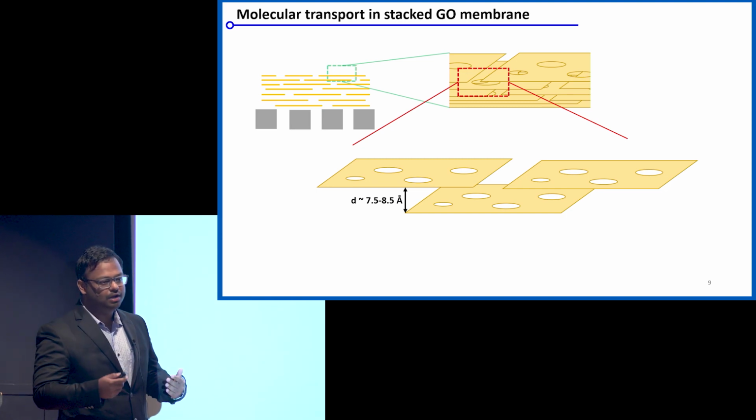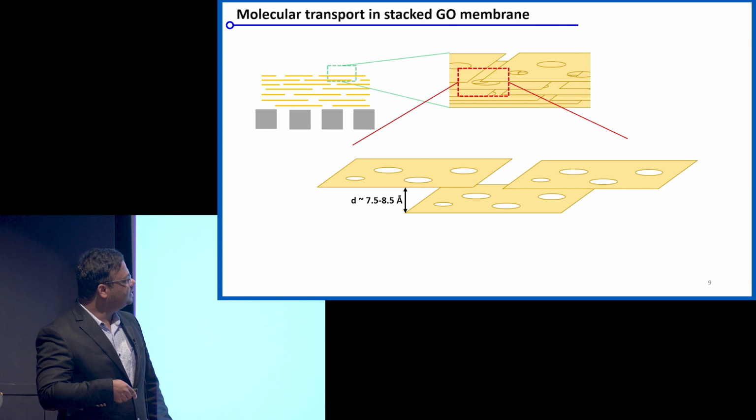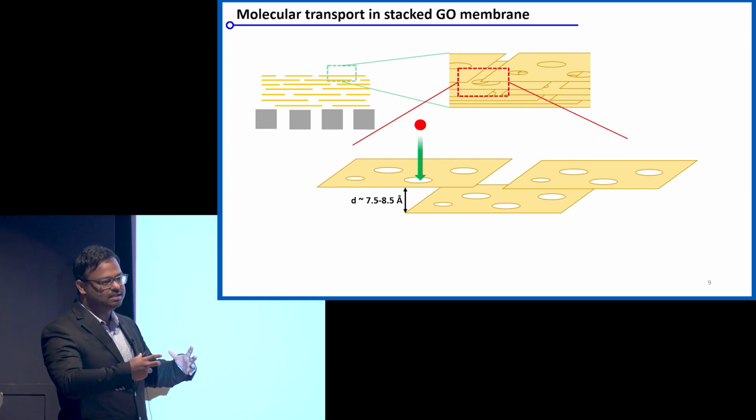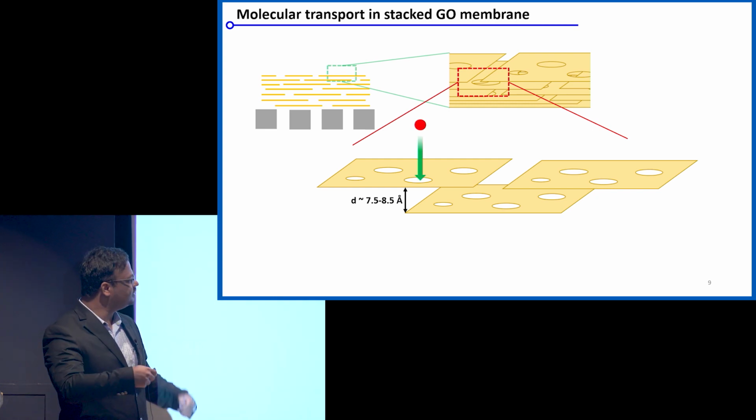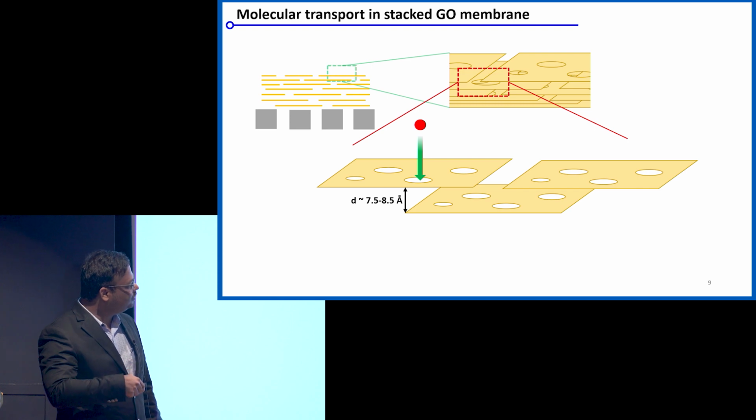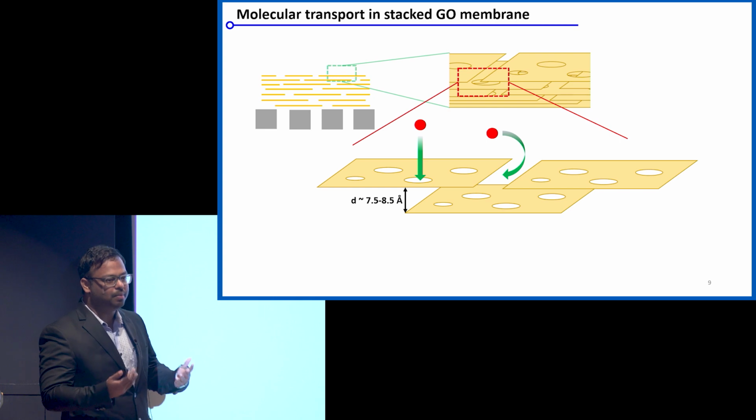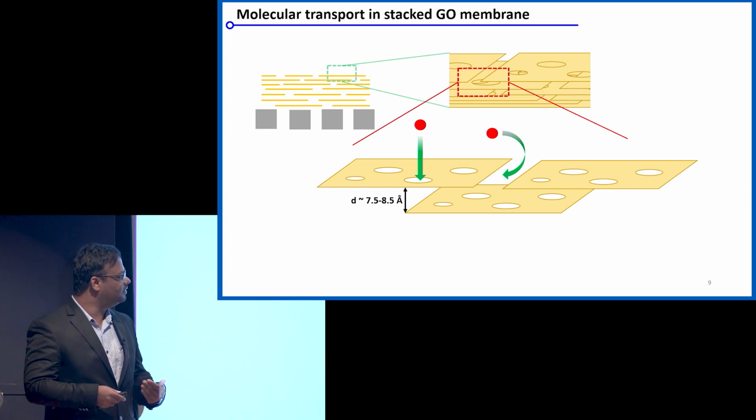The way a molecule enters this laminate is either through the pores. These graphene oxide flakes have pores, or in-plane defects. The molecule can enter through these defects, or it can enter through the edges into the lamellate. So there are two pathways for molecules to enter the graphene oxide flakes.